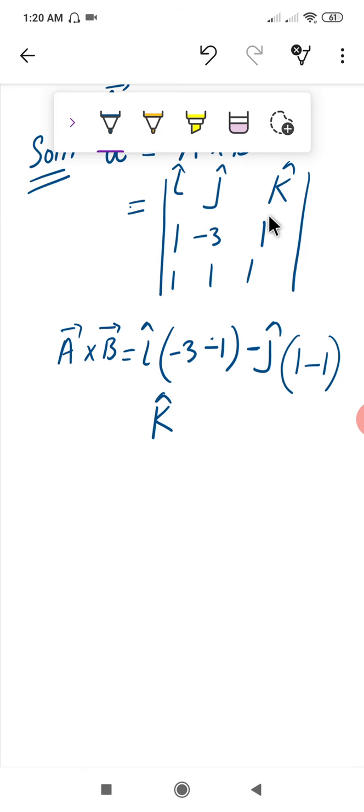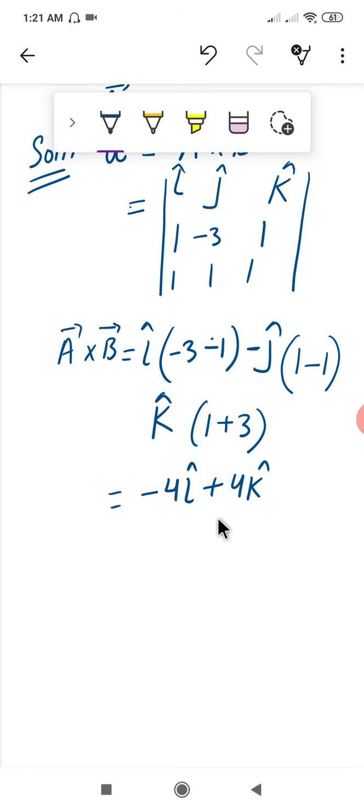See, this row, this column is gone. We are left with 1 into 1 minus minus 3. That is 1 plus 3. So what are we left with? Minus 4i plus 0j plus 4k. So A cross B. Now wait.